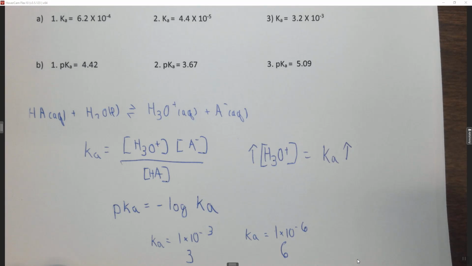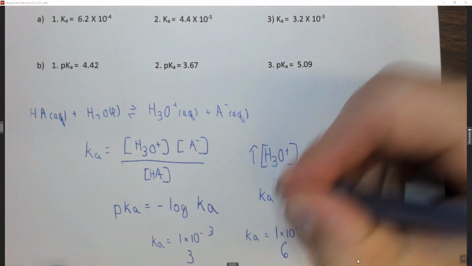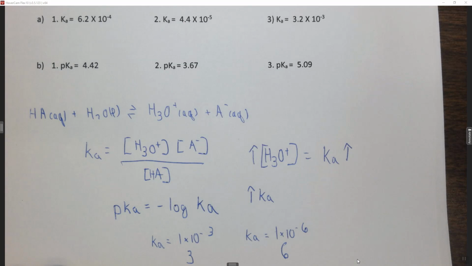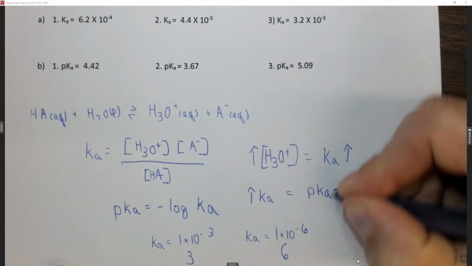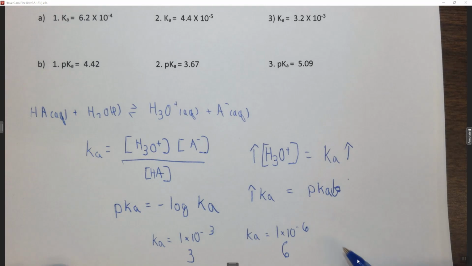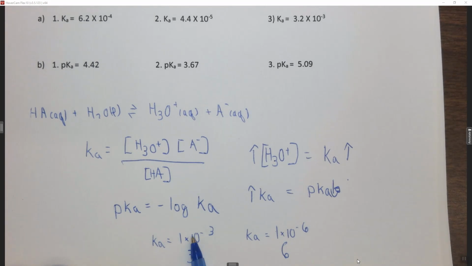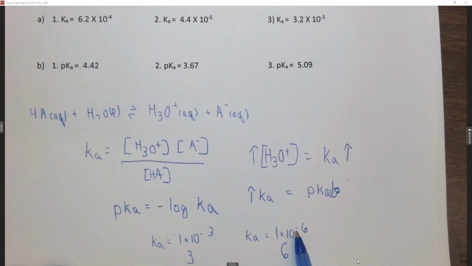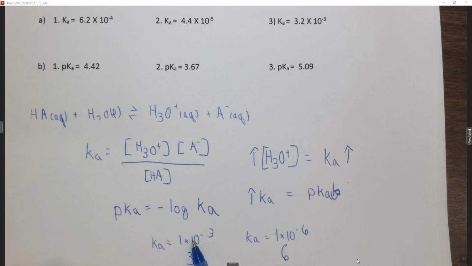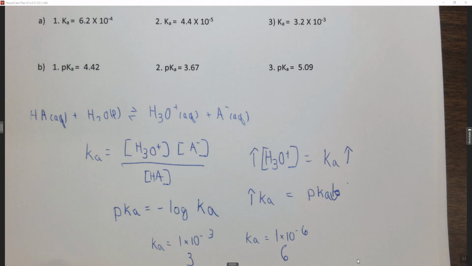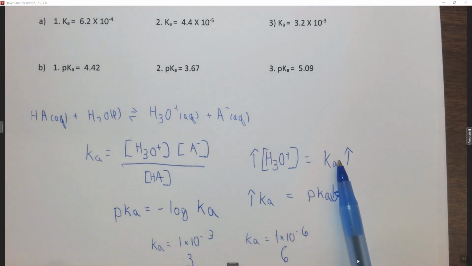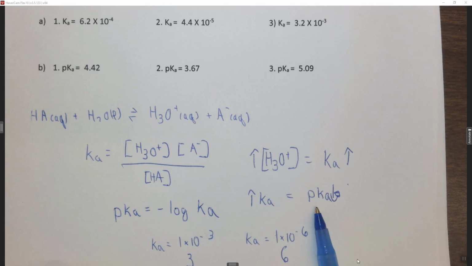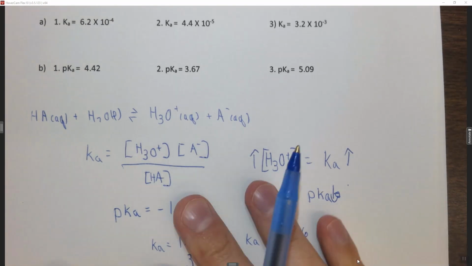So when the Ka is high, or it's a strong acid, the pKa is relatively low. This is much larger than this, right? It's 1,000 times bigger. So this is a 1,000 times stronger acid than this. Its pKa is lower. So strong acid, high H3O+, means large Ka and small pKa. That's the take-home message of this.